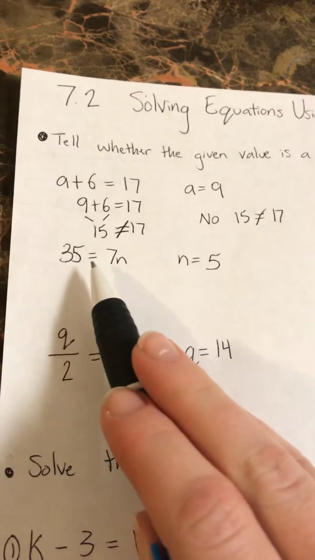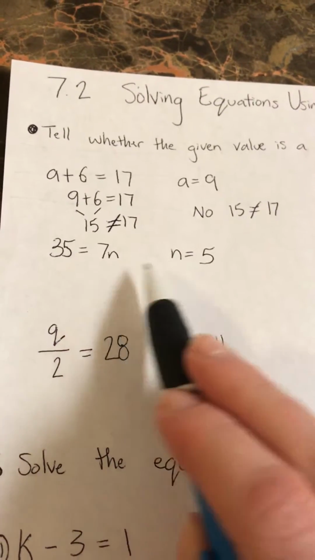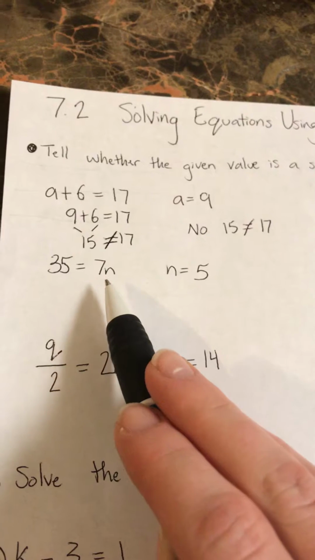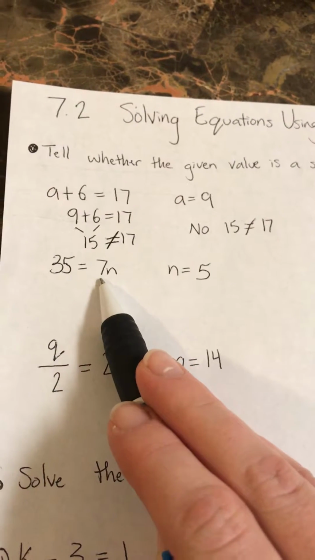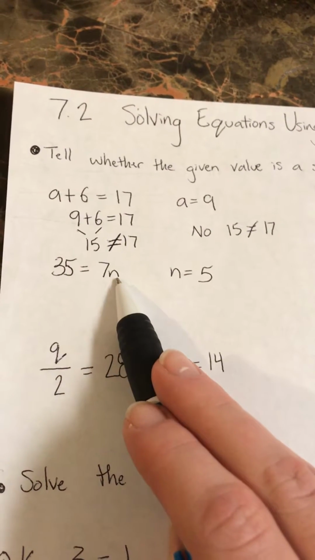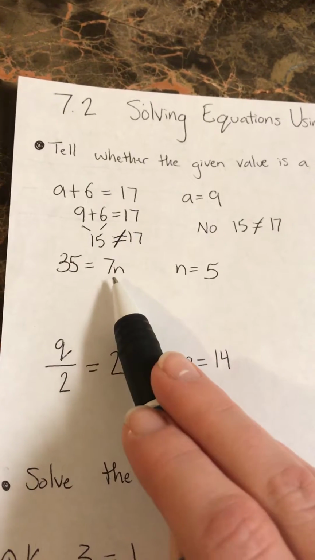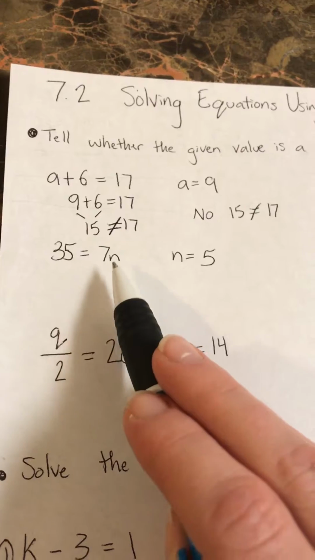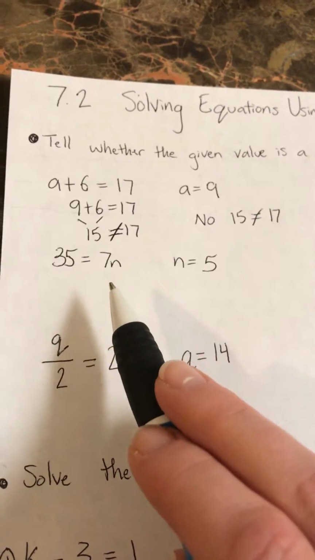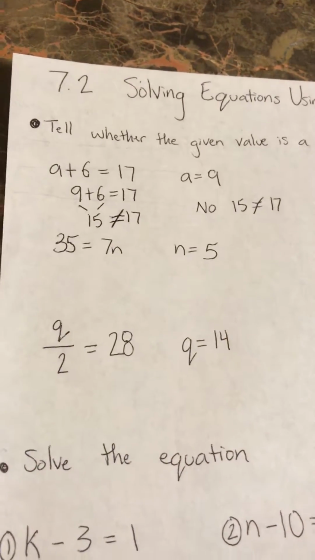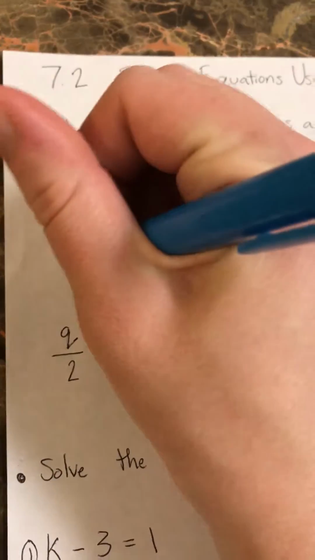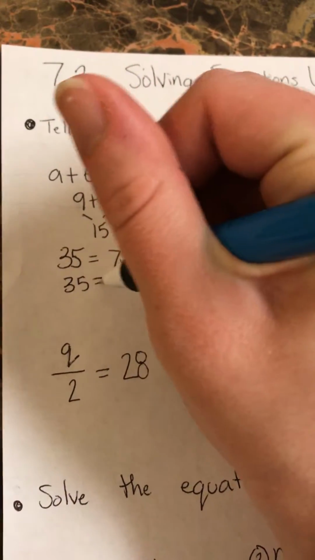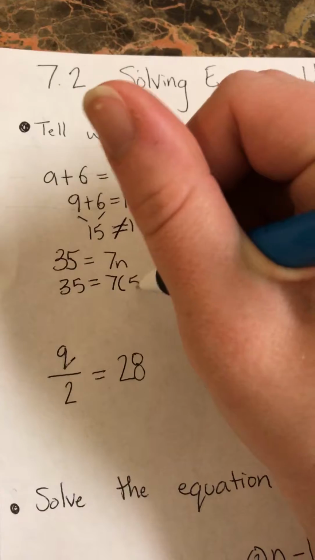Next, we have 35 equals 7n. n equals 5. When you see a number and then a letter that represents a mystery number attached and written right beside it, that means multiplication, okay? When two numbers are written that close together, it's going to be multiplication. They just didn't put the parentheses in there like what you're used to. So we're going to set it up. We're going to write 35 equals 7 times 5.